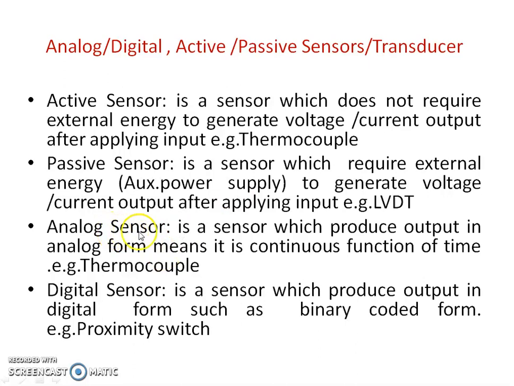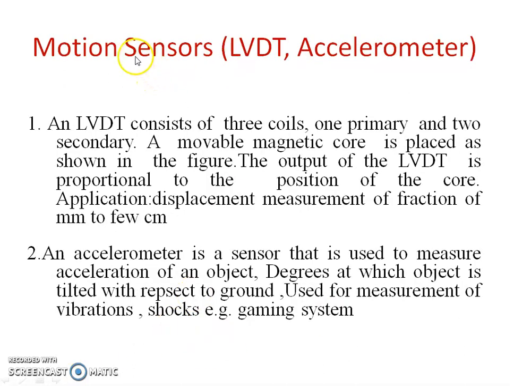The next one is analog sensor. This is a sensor which produces output in analog form, which means it is a continuous function of time. For example, thermocouple. As temperature changes with reference to time, its voltage will also change. That's why it is analog output. But what happens in a digital sensor? This is a sensor which produces output in digital form, such as binary coded form. It may be any type of code, but it has some specific levels, 0 and 1. For example, proximity switch.